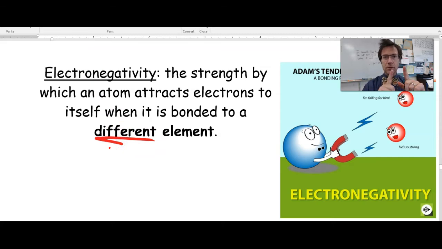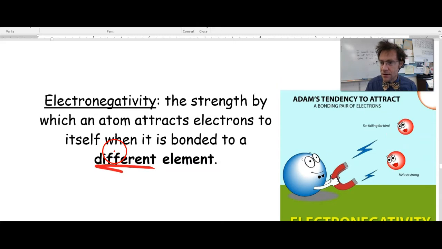Because two atoms of the same element pull on electrons exactly equally, since two atoms of the same element are indistinguishable from one another. So electronegativity is like a relative strength of how strongly these atoms pull on electrons as compared to other elements. And this is just about it right there. You know what I'm saying?